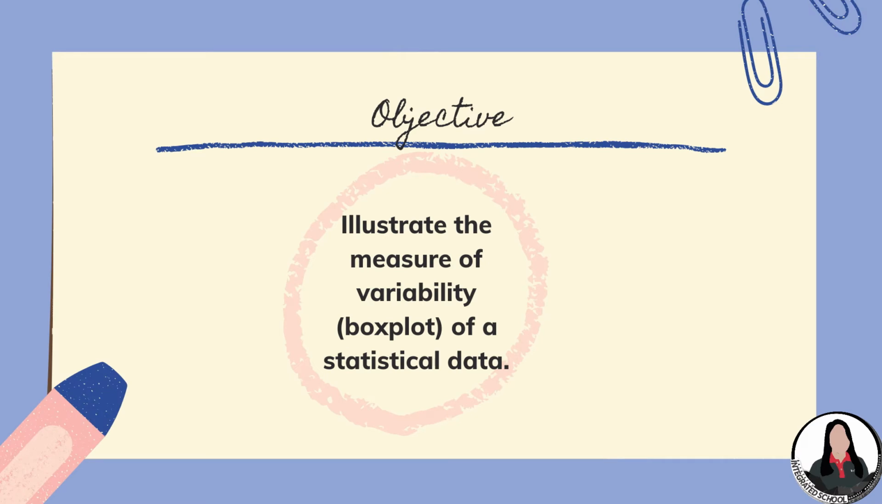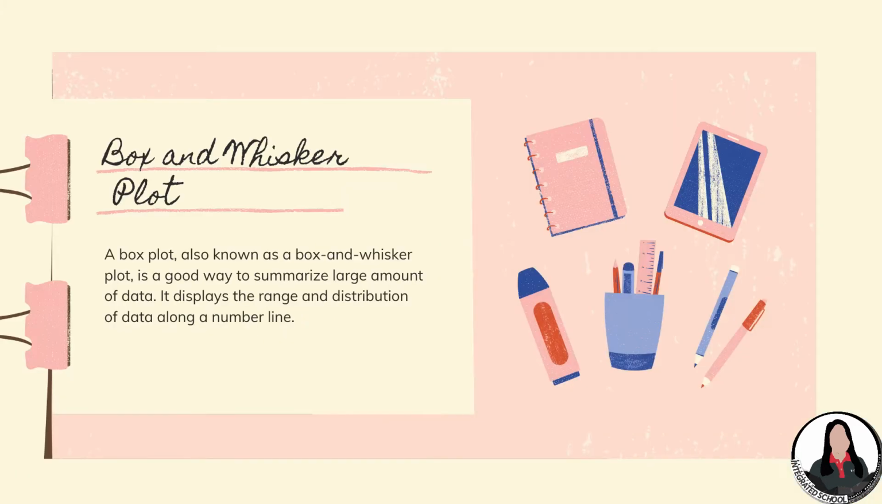The main objective of this lesson is for you to illustrate the measure of variability through a box plot of statistical data. So what is a box and whisker plot? A box plot, also known as a box and whisker plot, is a good way to summarize a large amount of data. It displays the range and distribution of data along a number line.